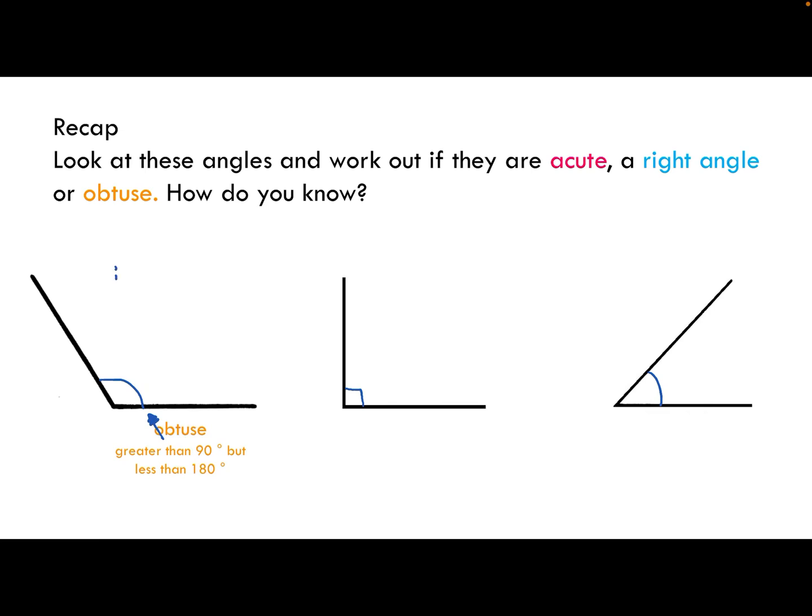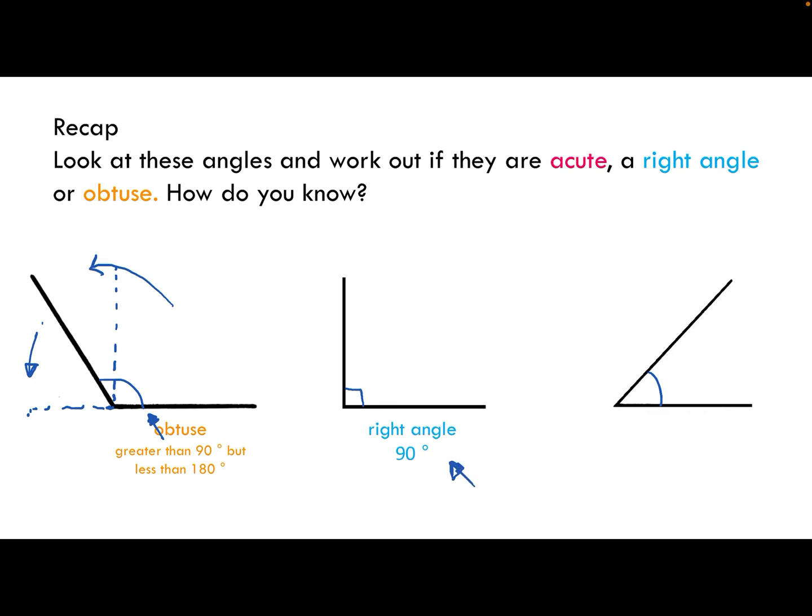Obtuse. We know this is an obtuse angle because 90 degrees is roughly there and 180 is there, and we know it's larger, it goes through 90, but it hasn't quite got to 180. Right angle, we know, is the corner of that square.